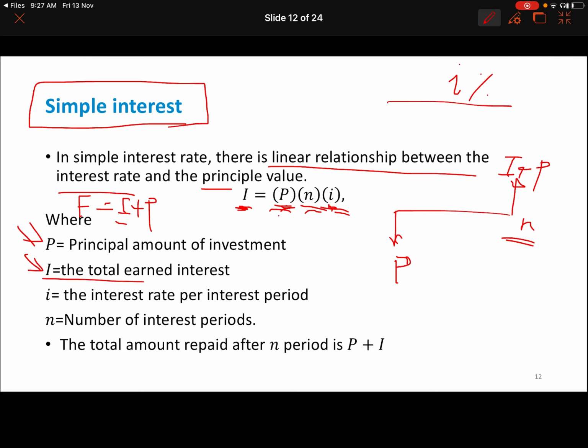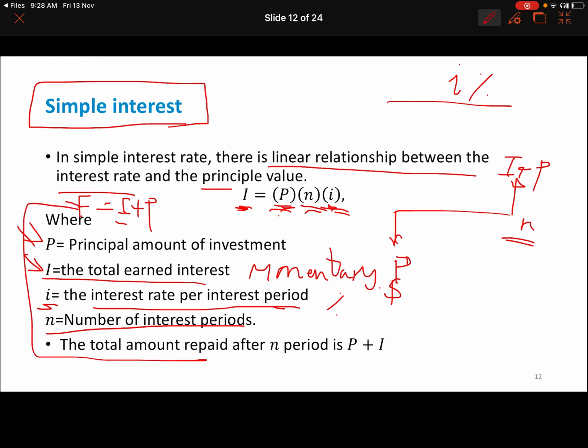This is monetary, the value of money itself, dollars. i is the interest rate per interest period, in percent. n is the number of interest periods. And so the total amount repaid, like we said, is P plus I. So this is the increase over the principal, and this is the principal.